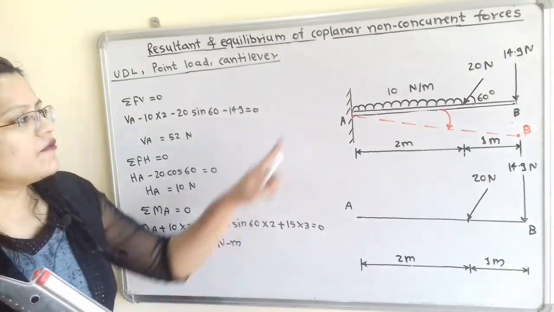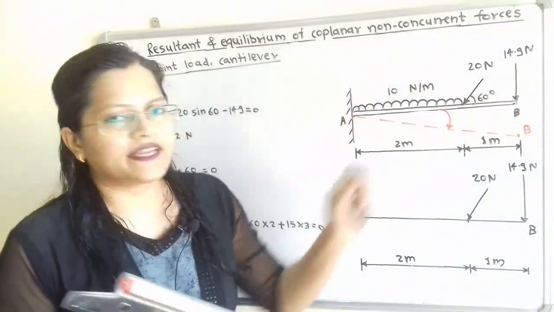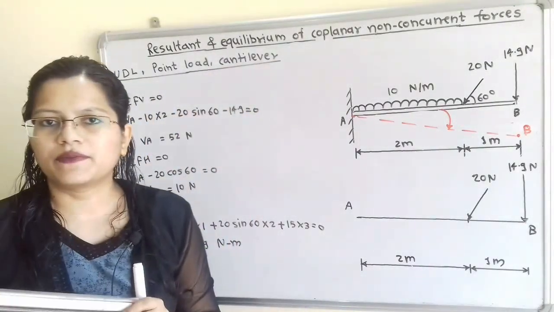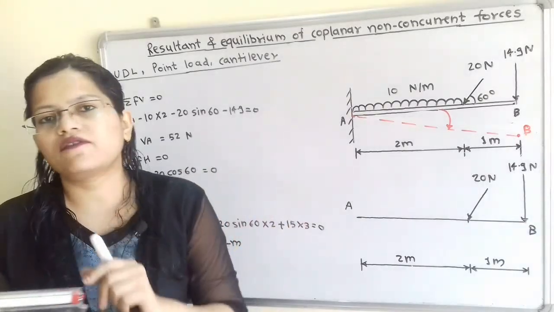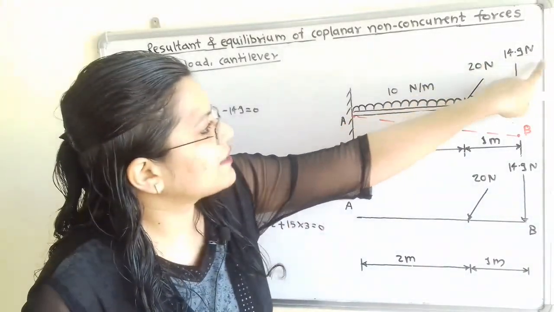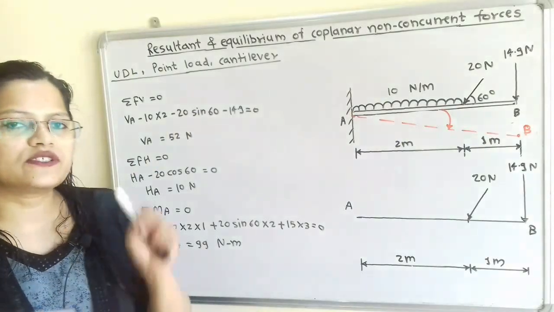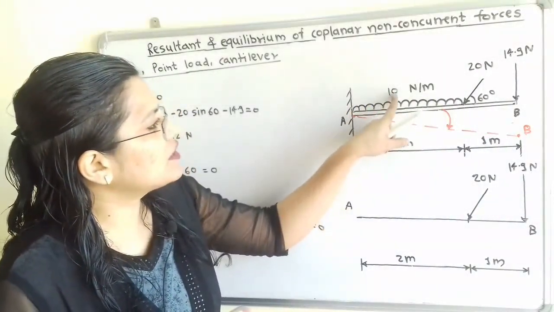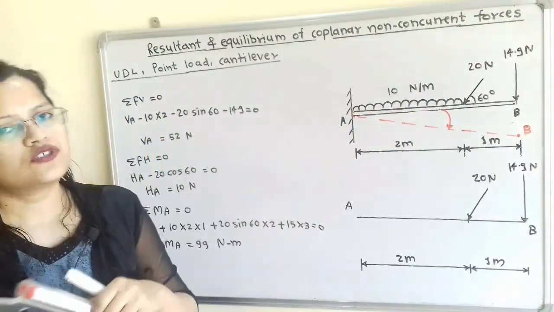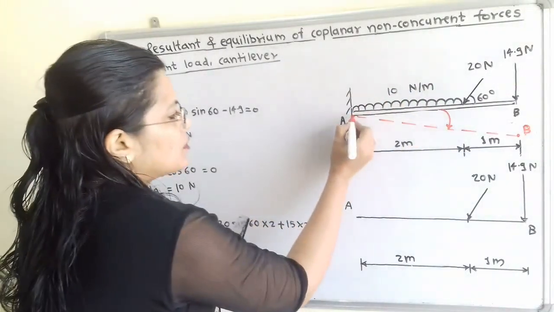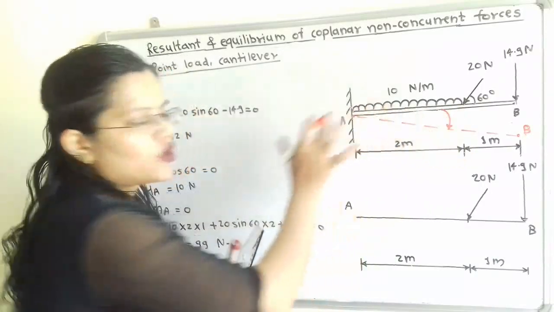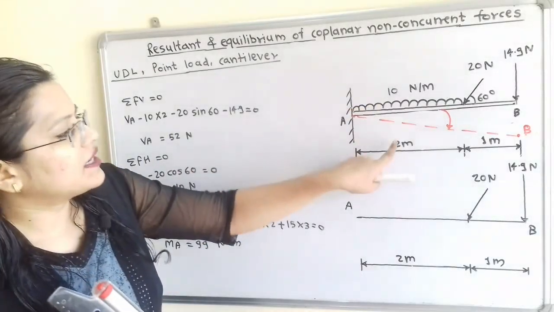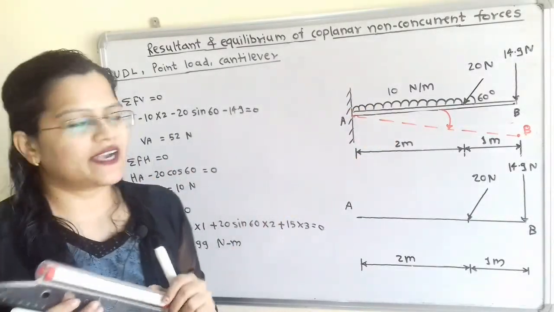When for a beam one end is fixed and the other end is free, this type of beam is known as a cantilever beam. Now if we observe the types of load, this 14.9 Newton as well as 20 Newton is known as the point load. And here is a uniformly distributed load of 10 Newton per meter. So what is the total load? The length over which this load is distributed is 2 meter. So the total load is 10 multiplied by 2, that is 20 Newton.